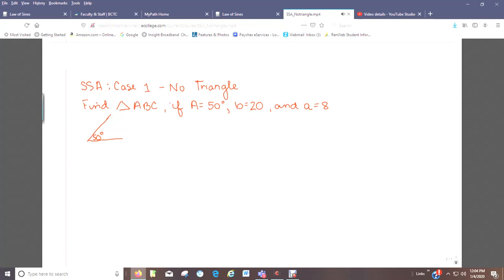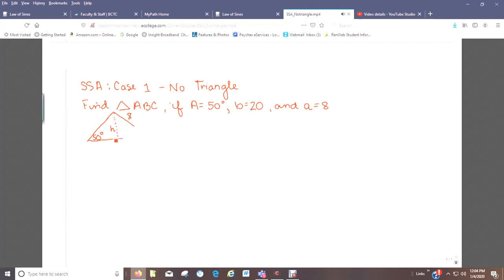Now cover. Here's what we don't know. I'm going to just sort of draw that side out like this, and I'm going to call it 8. But what we've got to check is what the height of our triangle is. If this height right here is longer than that 8, we don't have a triangle.